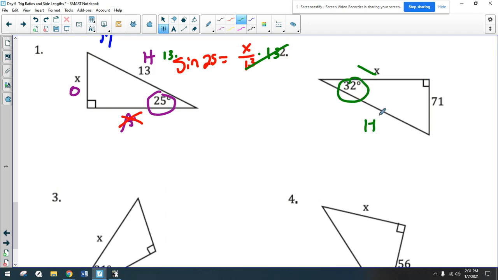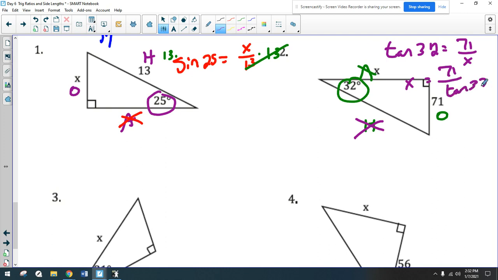So this is my hypotenuse. That makes this the adjacent and this the opposite. So the one missing here, there is nothing for the hypotenuse. I've got an O and an A. That is tangent of 32. And that's opposite over adjacent. So 71 over x. And then you'll just have to swap these. So when you plug it in your calculator, you should be plugging in 71 over the tangent of 32 and get whatever your decimal is.